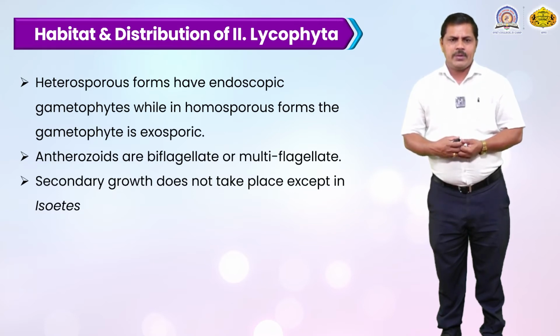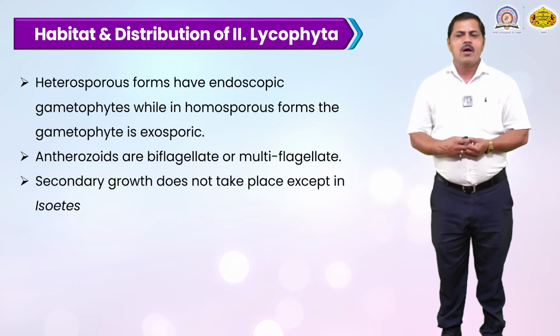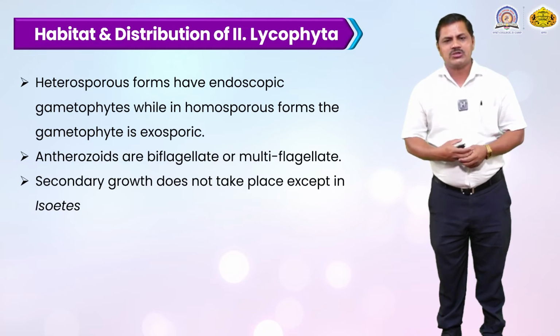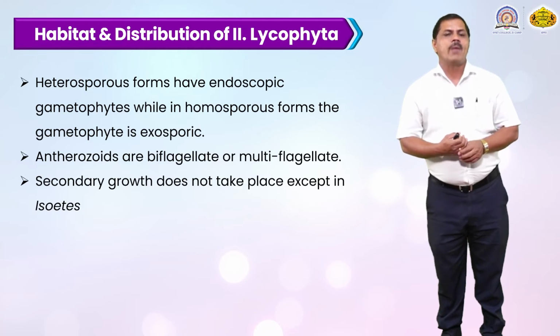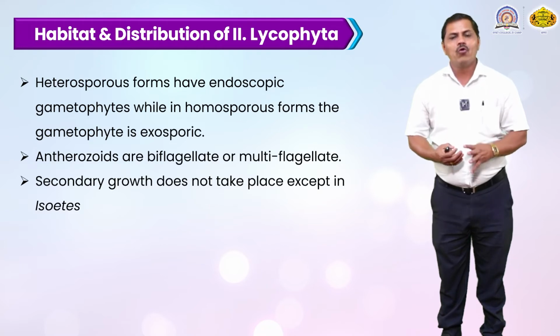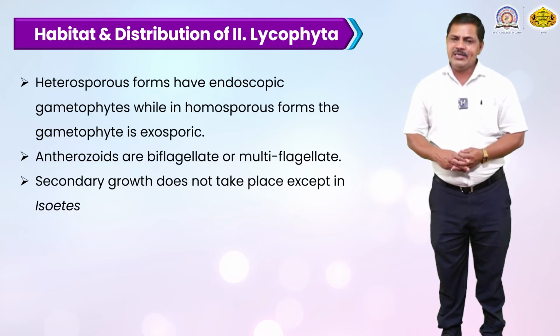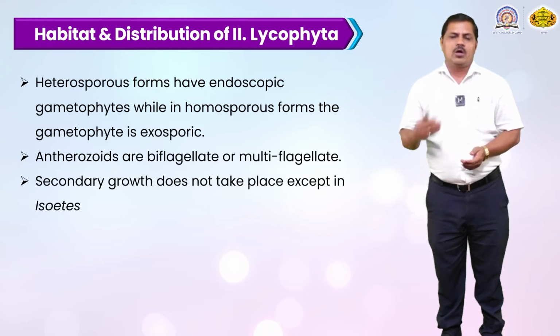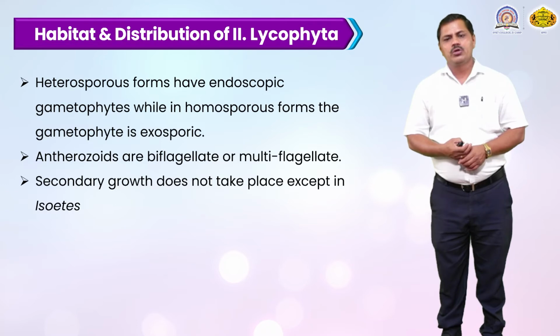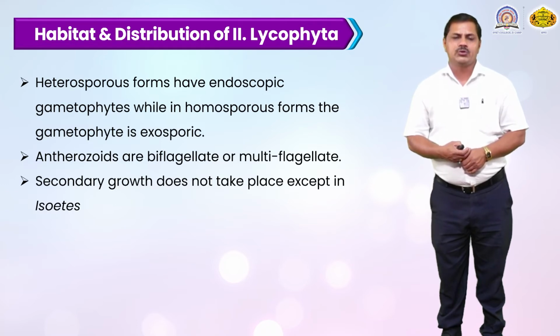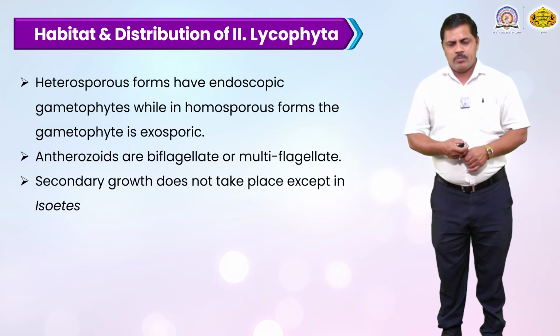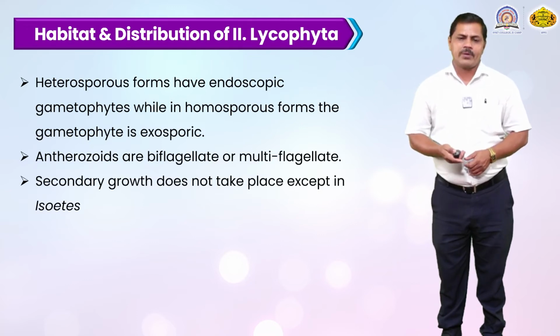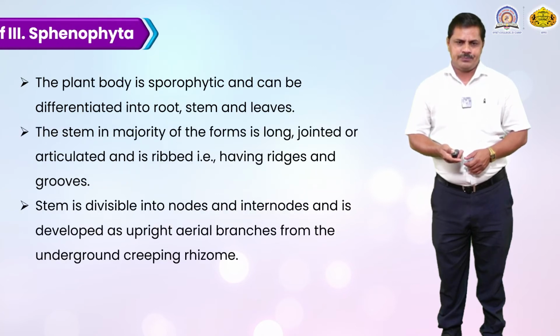Then the antherozoids are flagellated or multiflagellated. Antherozoids are the male reproductive organs. Male sex organs are multiflagellated or biflagellated, with 2, 4 or 5 flagella present, and these flagella are beneficial for locomotion from one place to another. The secondary growth does not take place except in Isoetes.